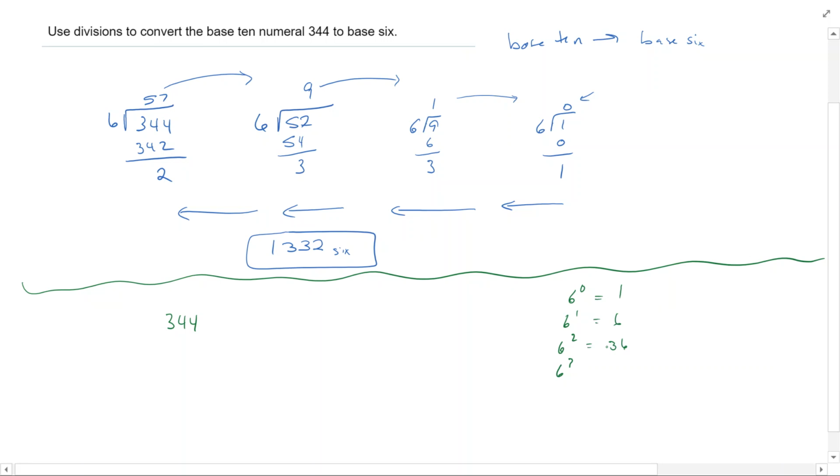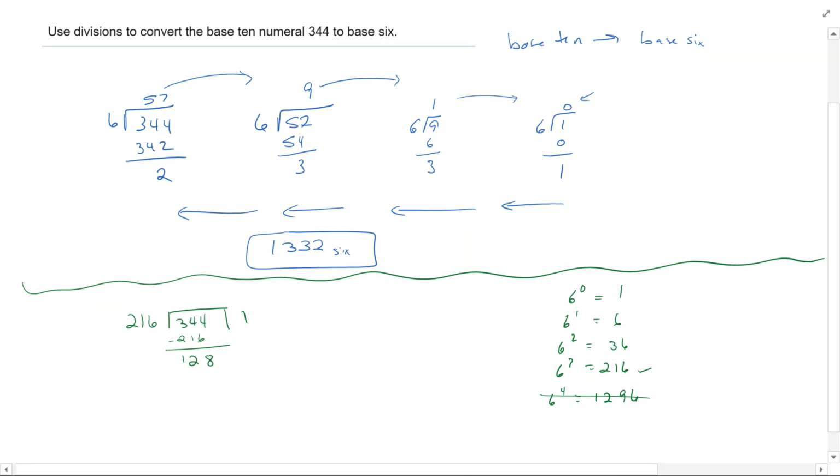Let's see if 6 to the third power will go into there. So 6 to the third is 216. Yep, 216 will go into 344, so let me try 6 to the fourth power. 6 to the fourth power is 1,296. Okay, that's too big. So once I know it's too big, I'm going to start with 216 into 344. It'll go in there once. I'm going to keep track of these on the other side. So 1 times 216, I subtract, and that leaves me with 128.